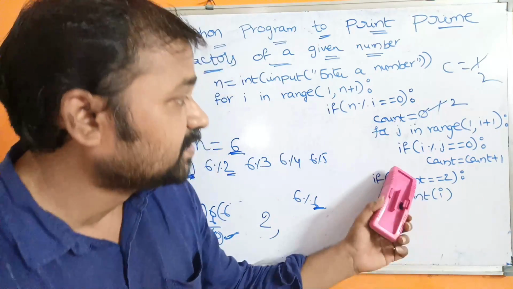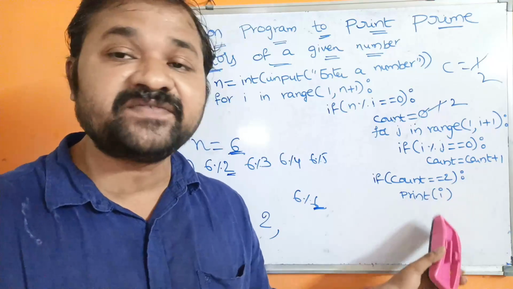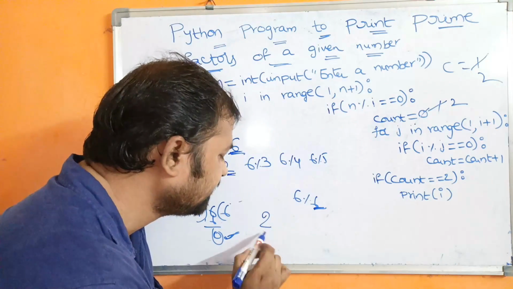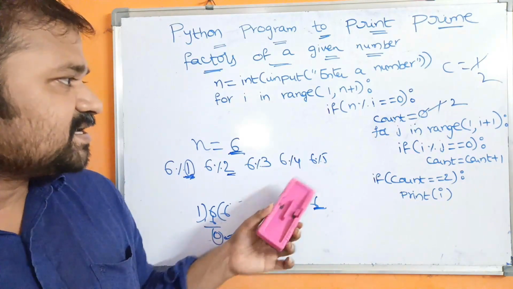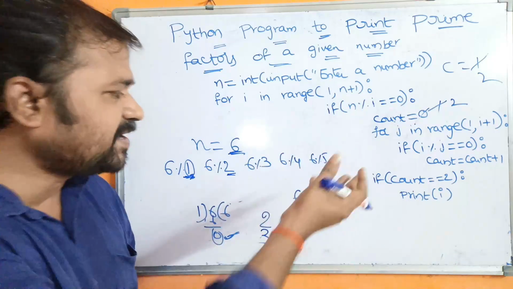Okay, I'm sorry. 2 double equal to 2. But what is the I value? 3. So 3 will get printed. So in the next line we will get 3. So likewise we will get the remaining output also.